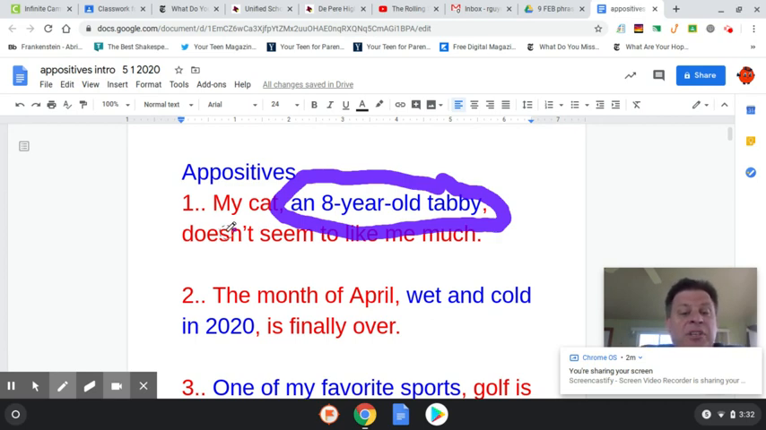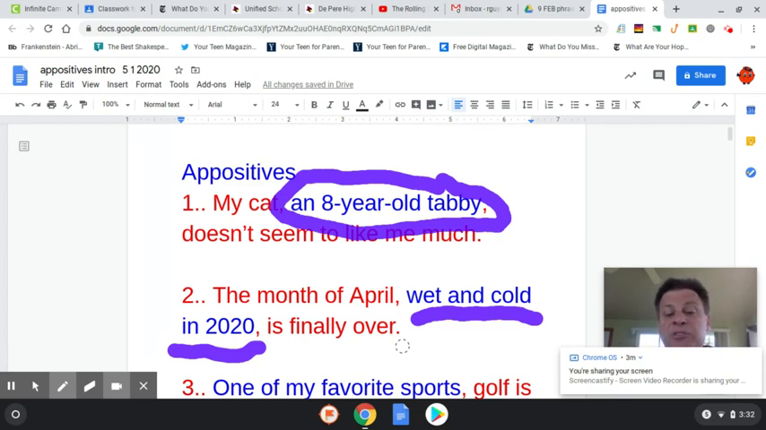Sentence number 2 says: the month of April, wet and cold in 2020, is finally over. In this case, I decided not to start the appositive with a, an, or the, but simply a couple of adjectives. Wet and cold are just adjectives that describe the month of April, and in 2020 is a prepositional phrase. So again, you will see that there are no verbs. Okay, but if I took out that phrase that's in blue and just said the month of April is finally over, I would still have a sentence.